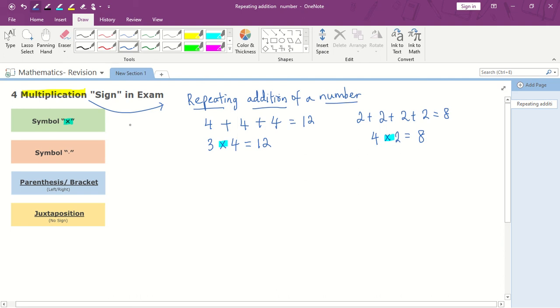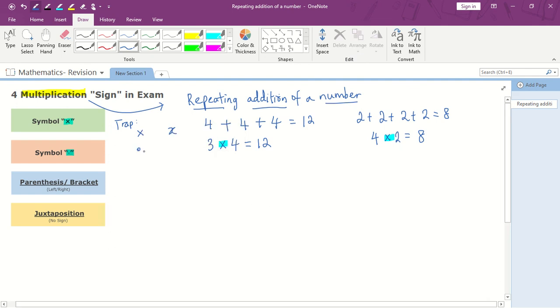But there's a trap here. The trap is that this times sign is somehow similar to the variable x. That's why sometimes we'll be confused with it, so be careful with this one. Because of this confusion, math introduced another symbol for multiplication, which we call the dot.